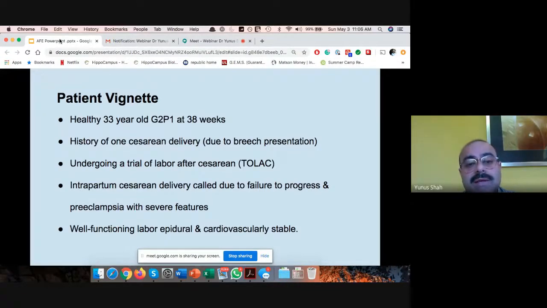So starting with the patient vignette, we have a healthy 33-year-old female with G2P1 at 38 weeks gestational age. She has a history of one previous cesarean delivery because of a breech presentation. And the reason that's important is that with the recognition of the fact that the rate of cesarean sections is very high pretty much throughout the world, and especially in developing countries, if there has been a previous breech delivery, so the C-section was because of breech presentation, then they are allowed to have a trial of labor after that cesarean section. In other words, in the next pregnancy, they can opt to go for a normal vaginal delivery. And so she was allowed to undergo a trial of labor after a cesarean, known as TOLAC.